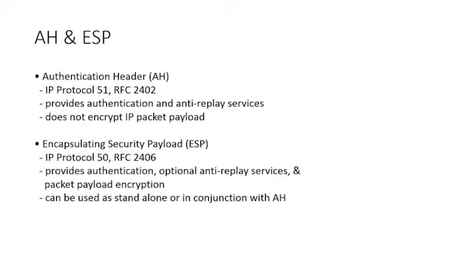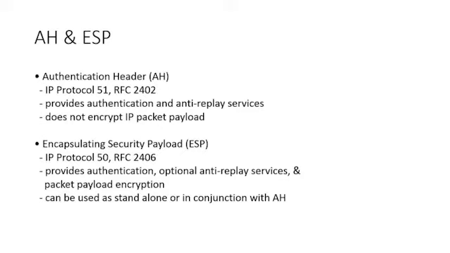So let's look at these two things here real quick, AH and ESP that I keep mentioning. The authentication header, all right, IP protocol number 51, might want to file that one away. Might not be super important for this exam. This thing, the authentication header, provides authentication and it helps in anti-replay services. So the authentication of our information is taken care of by AH. The thing that we do need to know about this authentication header, it does not encrypt the IP packet payload. All right, just the header information, not the packet payload.